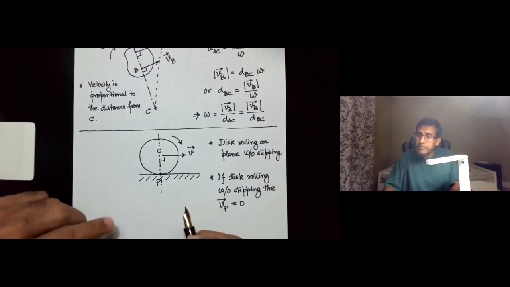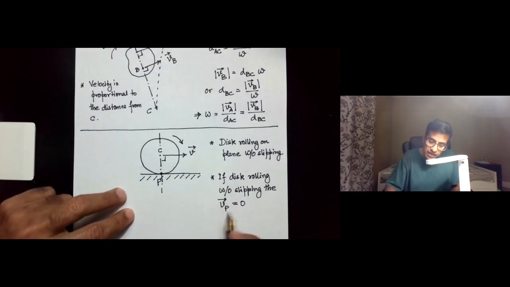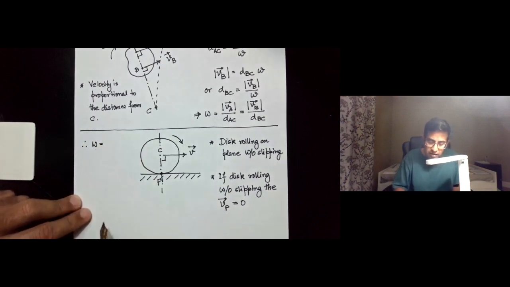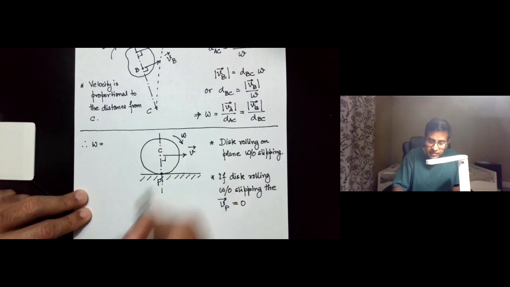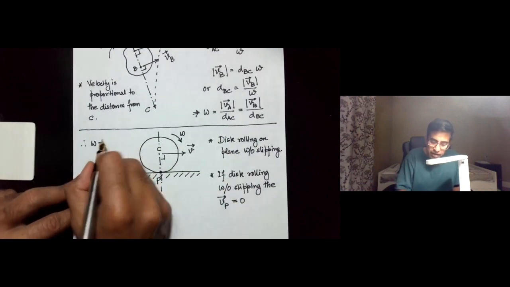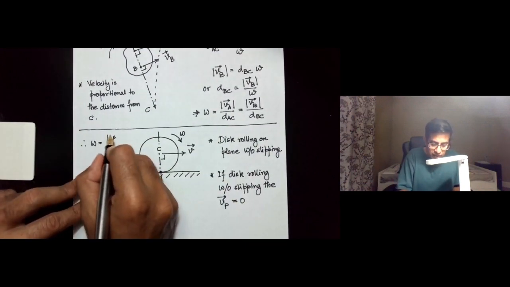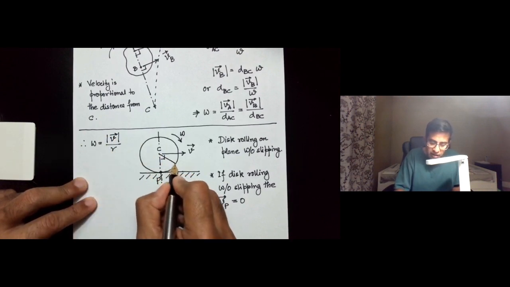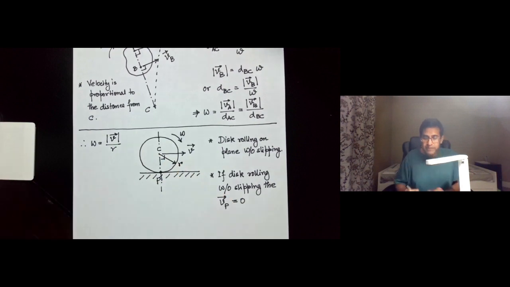And so we can say the angular velocity, okay, with which the disk is turning is given by v, the magnitude v divided by r, where r is the radius of the disk, right? So that's a very basic result, and it is used quite frequently in solving problems.